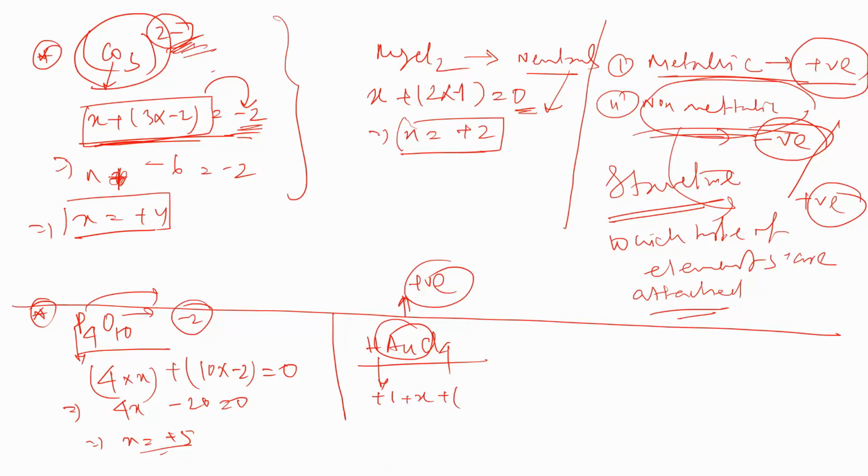Look here, this is a very interesting thing. Here the hydrogen is attached to the metal, chlorine is also attached to the metal. But between hydrogen and chlorine, chlorine is more electronegative. So chlorine will be negative. So 1 plus x minus 4 equals 0, so x minus 3 equals 0, so x equals plus 3. So gold will have plus 3 oxidation state.